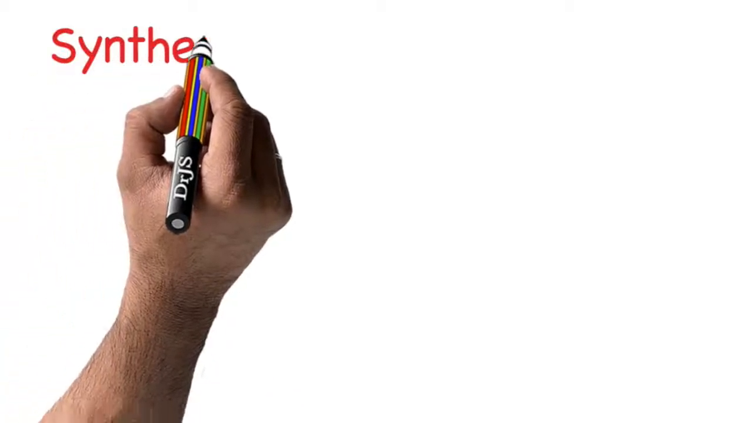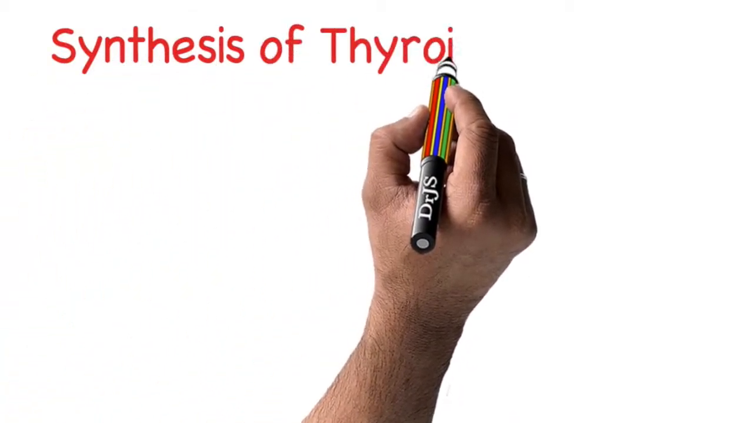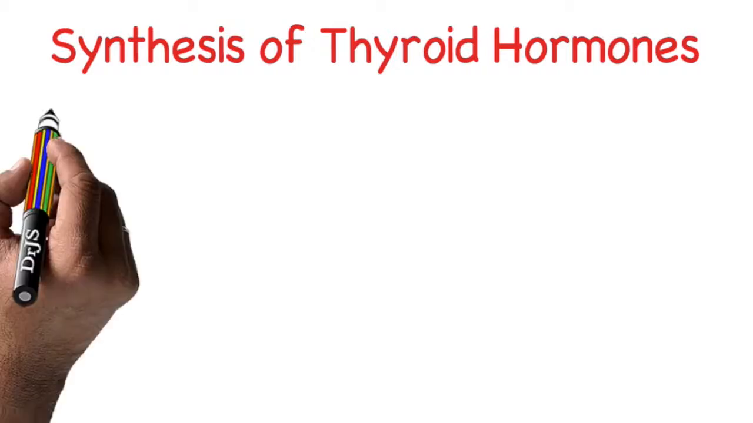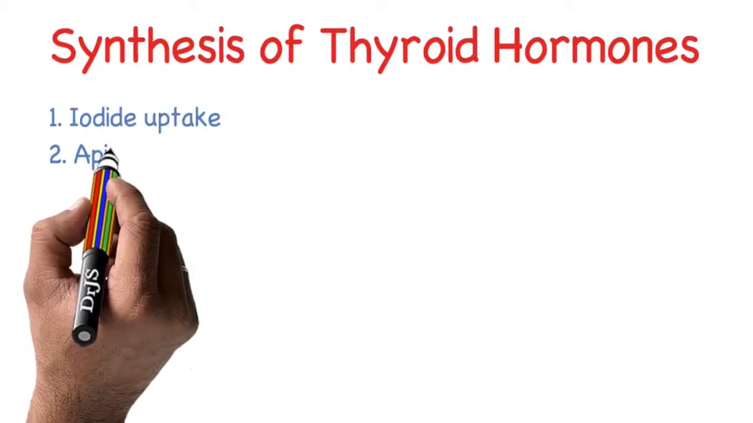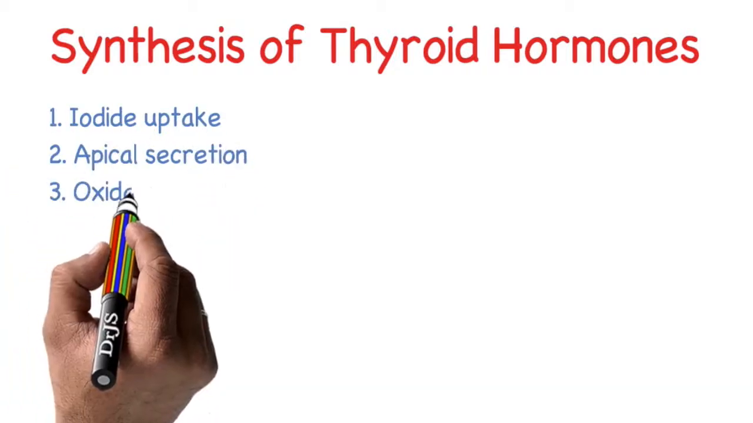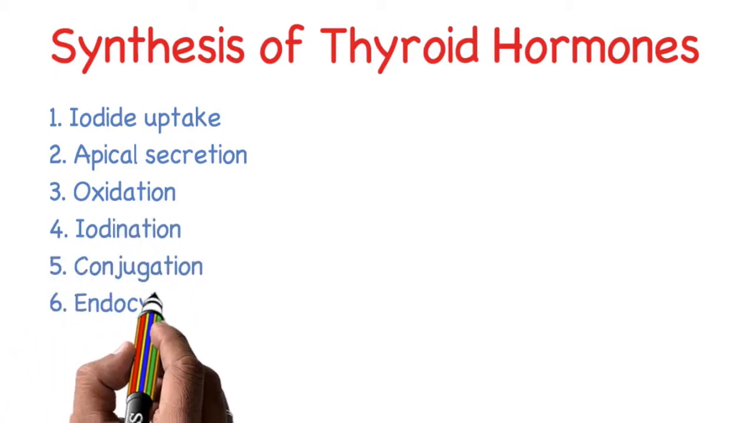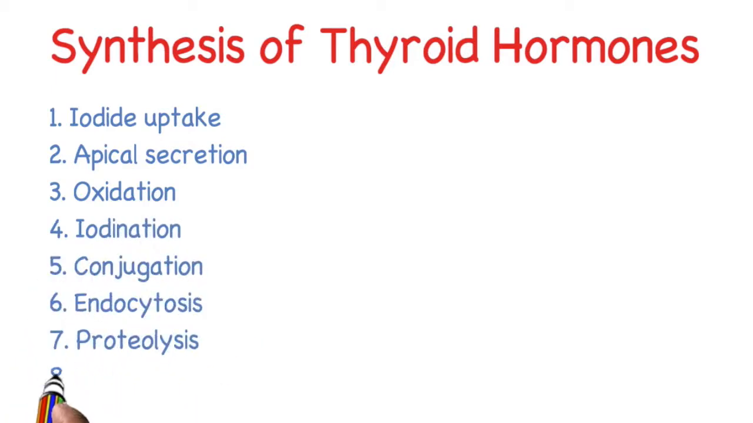In this video we will see the synthesis of thyroid hormones. Thyroid hormone synthesis and secretion is a multi-step process, which begins with iodide uptake from blood and can be divided into 8 sequential steps as follows. Iodide uptake, apical secretion, oxidation, iodination, conjugation, endocytosis, proteolysis and secretion.